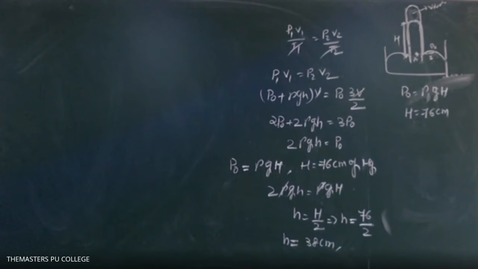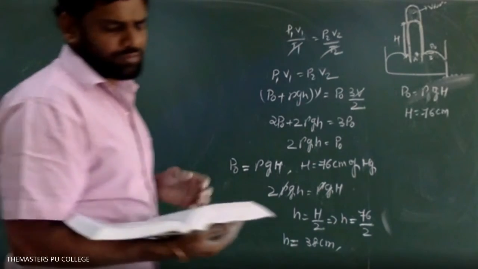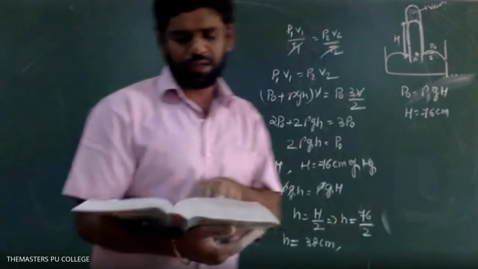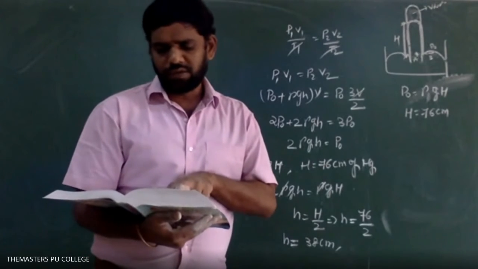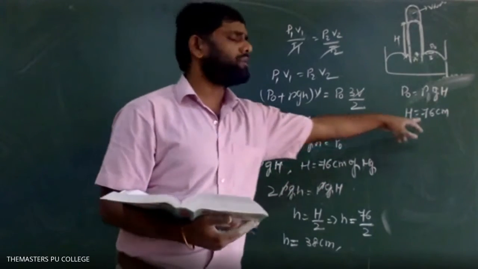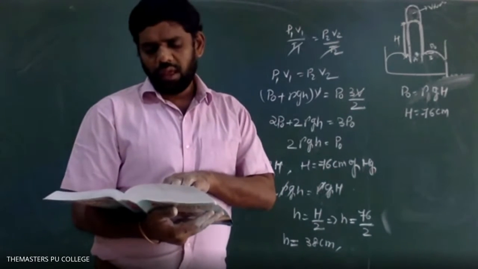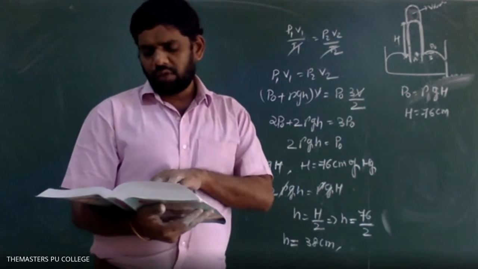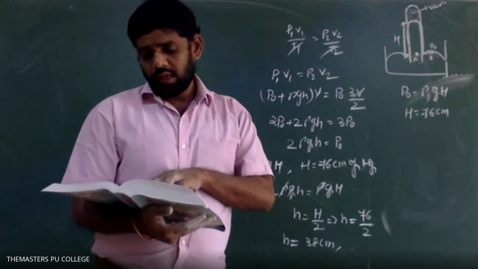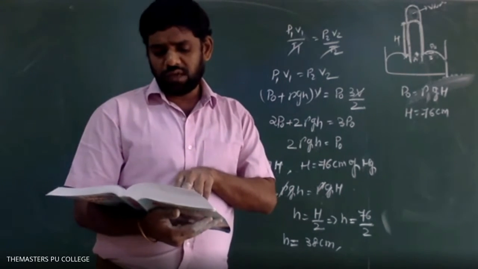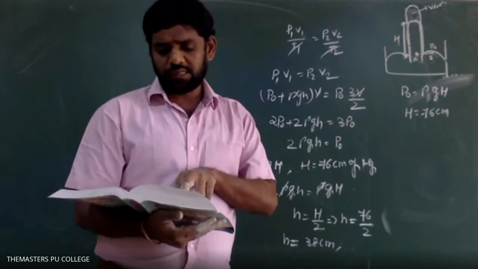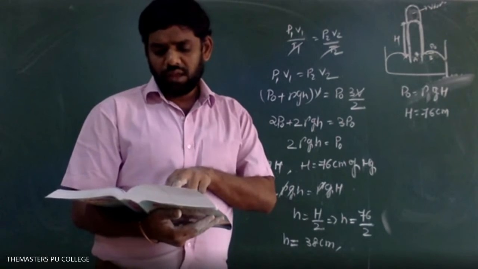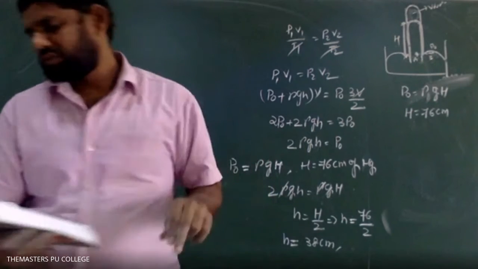So next, third question, question number 3. What have they given? Two gases A and B at STP. STP means standard temperature and pressure. So temperature is 273 Kelvin and pressure is 76 centimeter of Hg. Each occupies a volume of 2 liter. The two gases are mixed in a vessel of capacity 2 liter at the same temperature. The pressure in the mixture is?